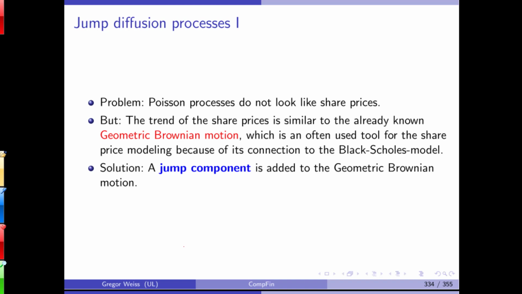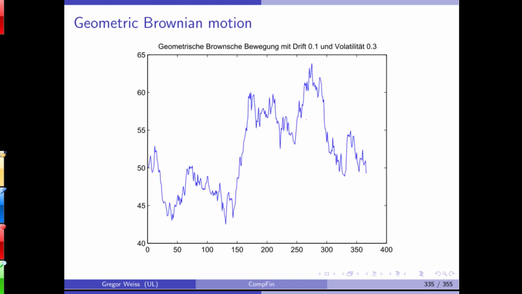Now this is a Poisson process. This is not a jump diffusion process. So this is only a jump process. Now we want to use a jump diffusion process. The problem is that Poisson processes do not look like stocks at all. So what do we do? We include a jump component in a geometric Brownian motion. And this will look different.